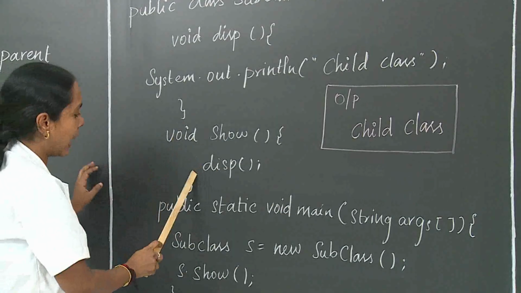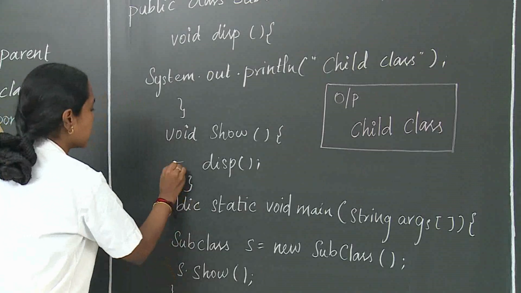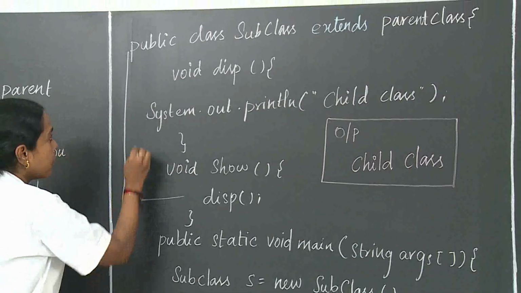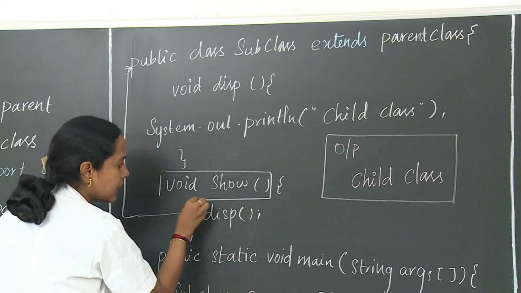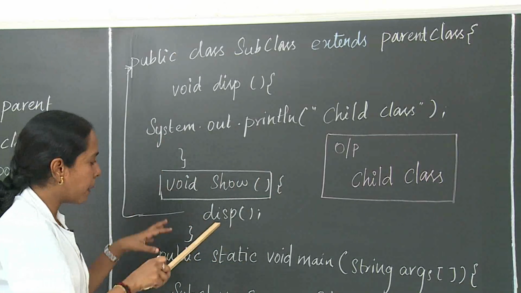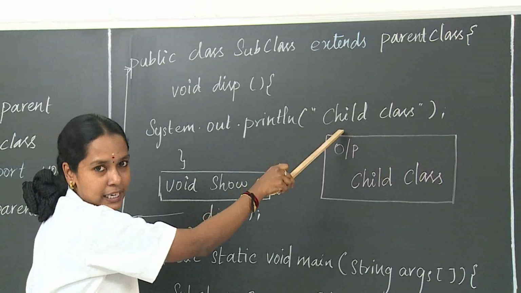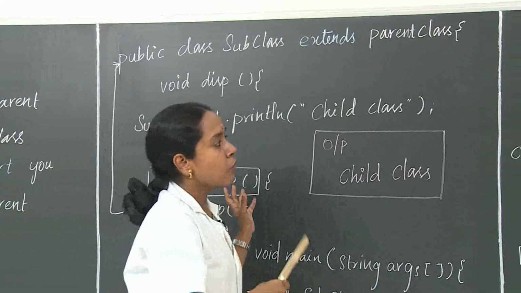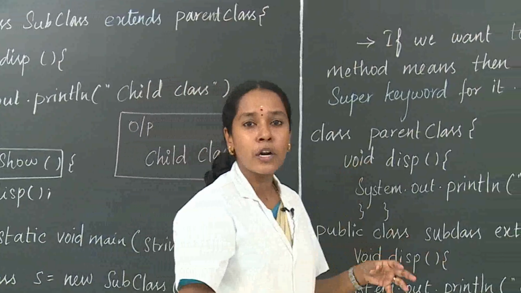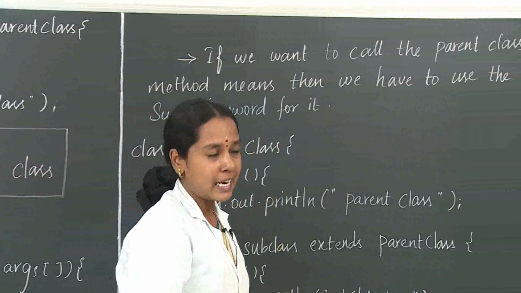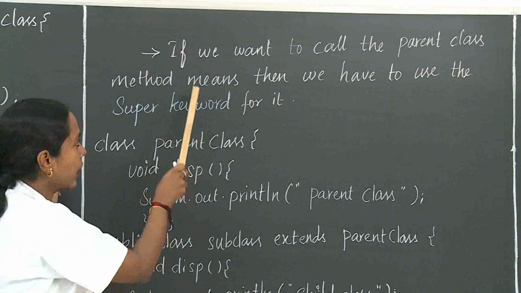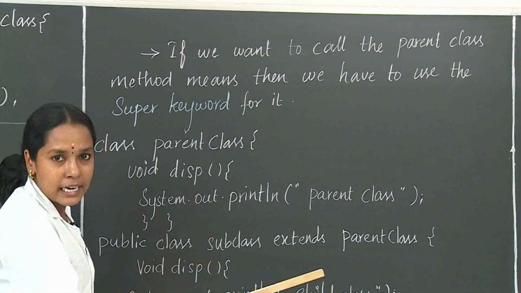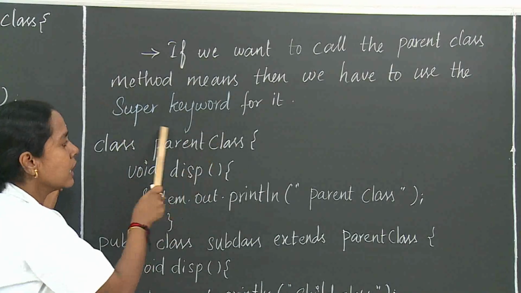Why does it directly go to the child class? Because the void show comes under the child class, so it will directly go to the child class method. So what do I have to do to go to the parent class method? For that purpose I am using the super keyword. If you want to go to the parent class method, you have to use the super keyword.